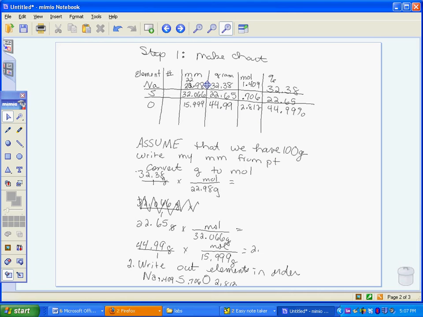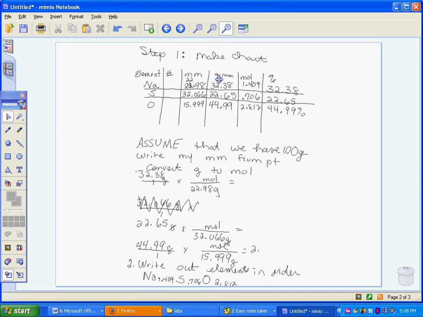Now, we're going to convert from grams to moles, because we're going to need to know that when we write our formula. The formula is not written in a ratio of grams of one element to another, but it is written in ratios of moles of one element to another. So all I did down here was convert the number of grams we have to the number of moles. I divided what we started with by the molar mass.